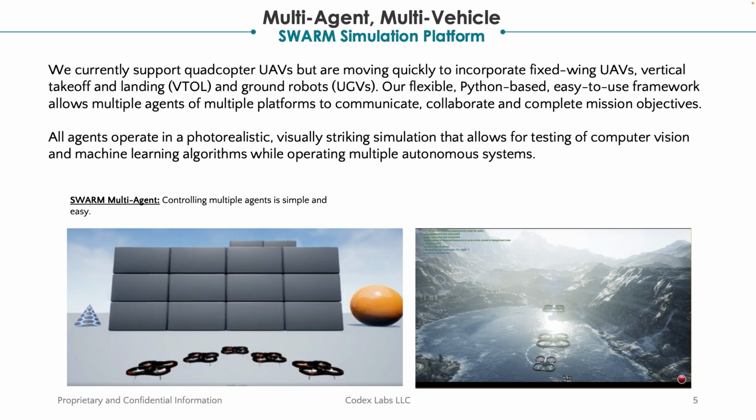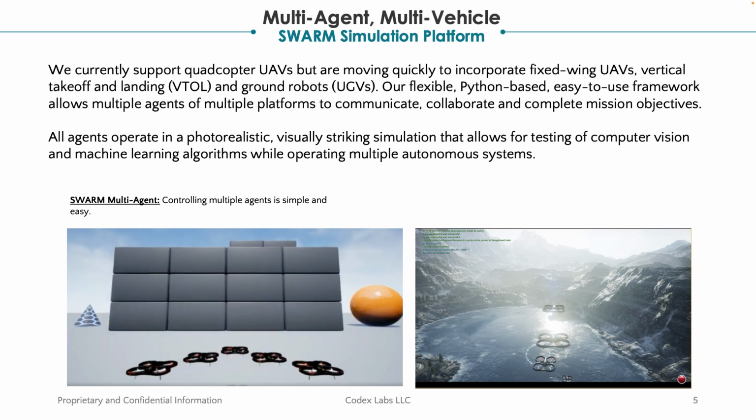Now, the name of the system is Swarm, so you might think multi-agent systems, and that's exactly what we provide. Each agent is its own collection of processes and independent systems, so you're able to modify and make a heterogeneous swarm really simply and easily.